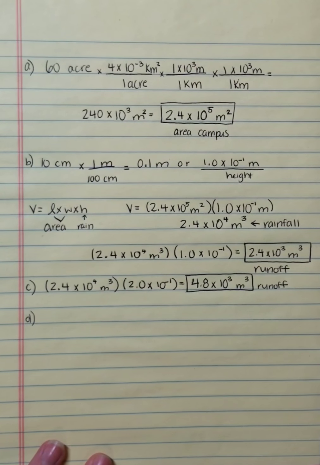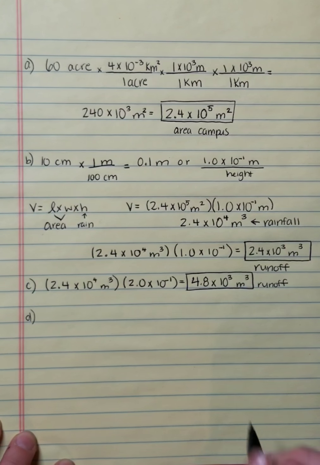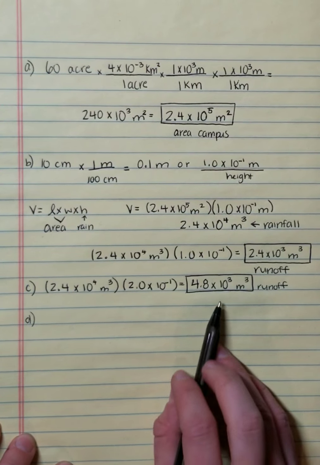When you get to D, D starts asking about the senior parking lot. And D is saying, okay, if this is the total amount of runoff generated, what percent of that came from the parking lot? So the first thing that you need to do is find the area of the parking lot. And that number is given to us in meters, so we don't have to do any conversions. We just have to find the area.